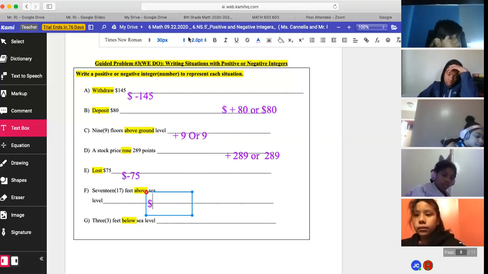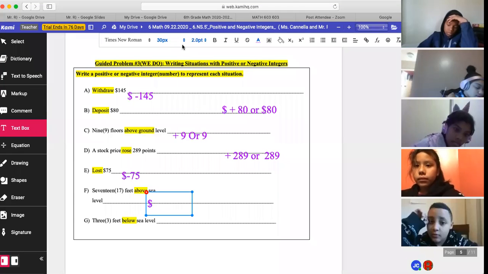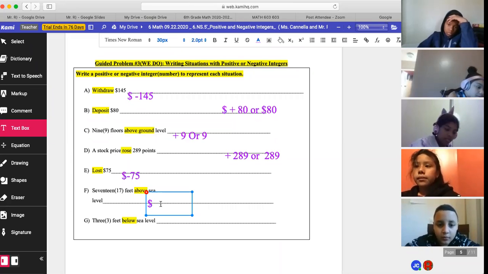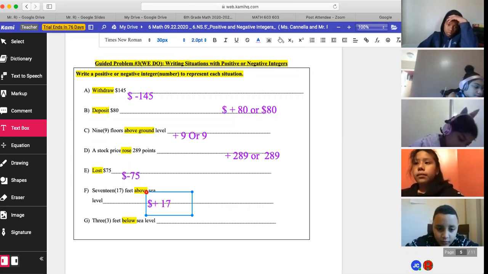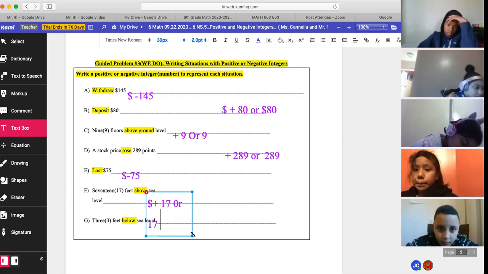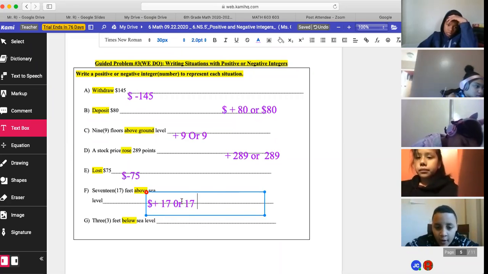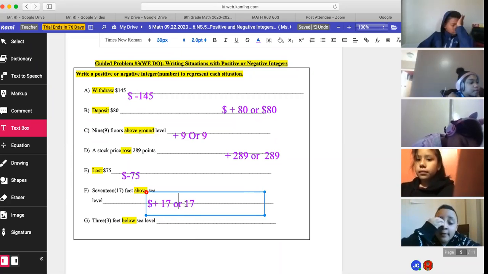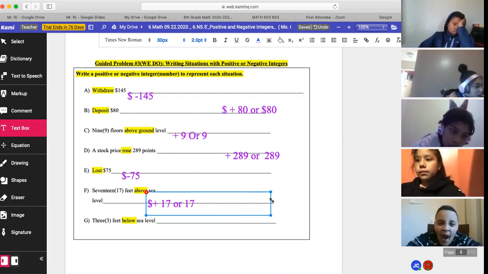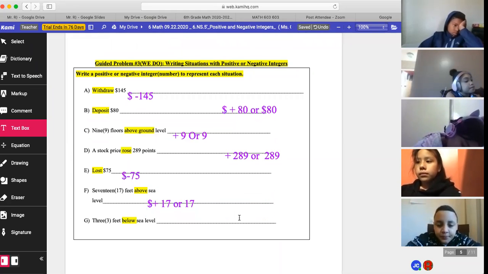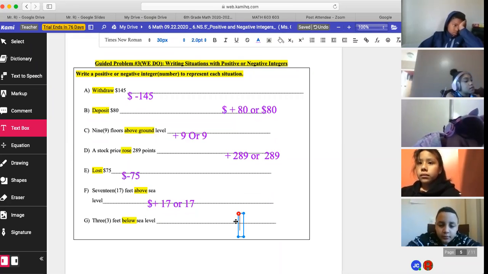Positive. Yeah, and why is that? Well, think about it. If you live in a building and you go up, you start at the lobby, which is the first floor, and you go up. You're going above the first floor. Think about the word above. When you hear the word above, you always go up. Does that make sense? Yes.